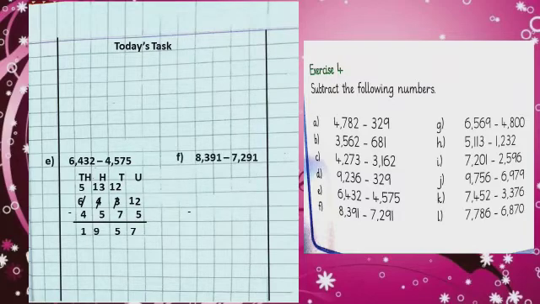Next, F part, we have numbers 8,391 minus 7,291. First, we arrange these numbers vertically and start subtraction from the units. 1 minus 1 is equal to 0. Next, 9 minus 9 is equal to 0. Next, 3 minus 2 is equal to 1. Next, 8 minus 7 is equal to 1.